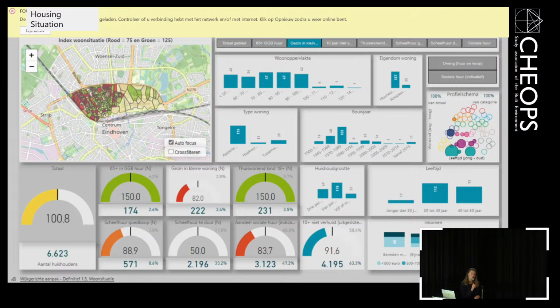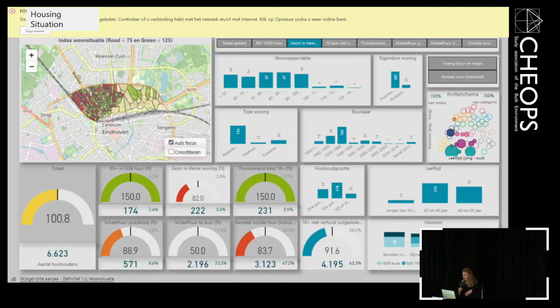Then we go to the housing situation. This means which people are living in which houses and does that fit. So family houses, families in family houses, and more elderly maybe in smaller elderly houses. And here you can see that the family houses, that's the one in the middle. Gezin in de kleine woning. A family in a small house, small dwelling.